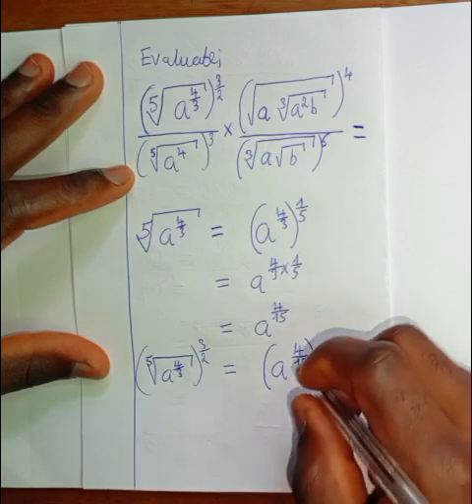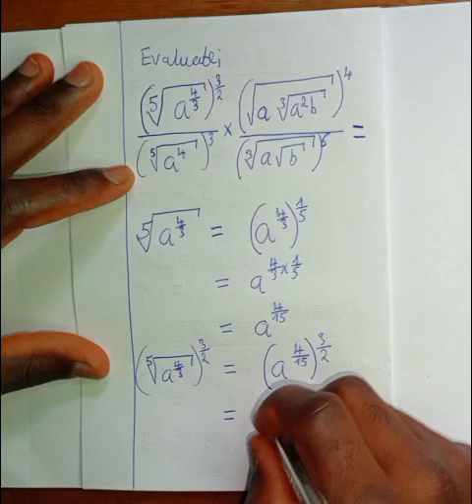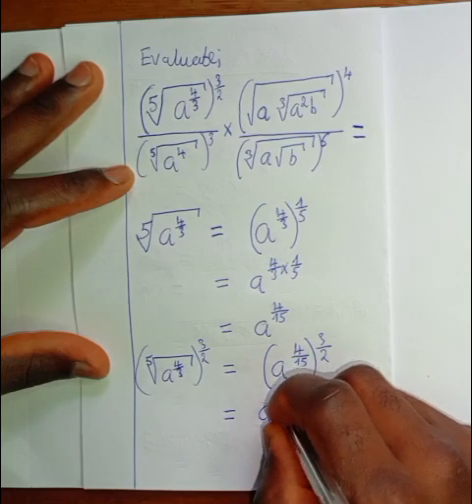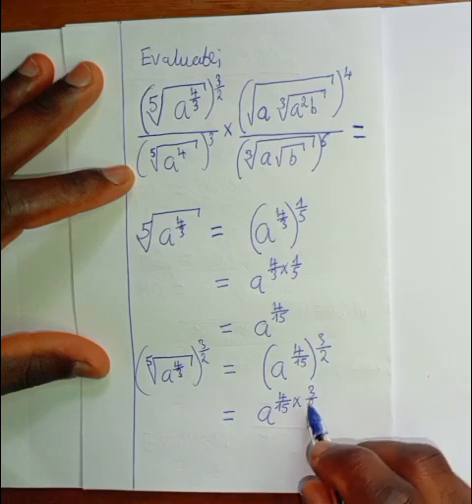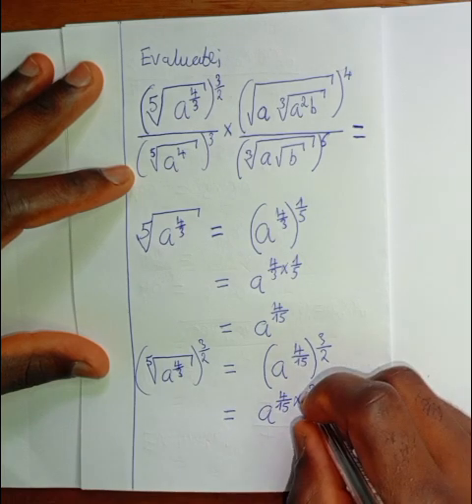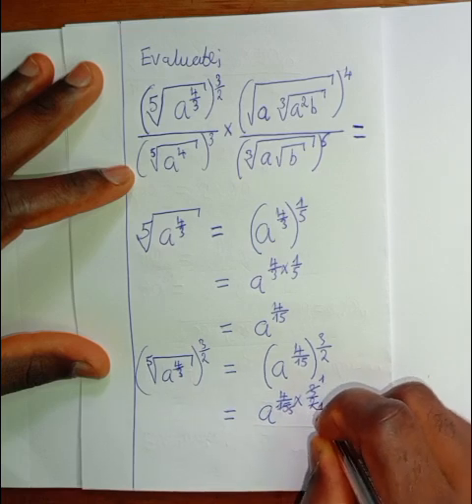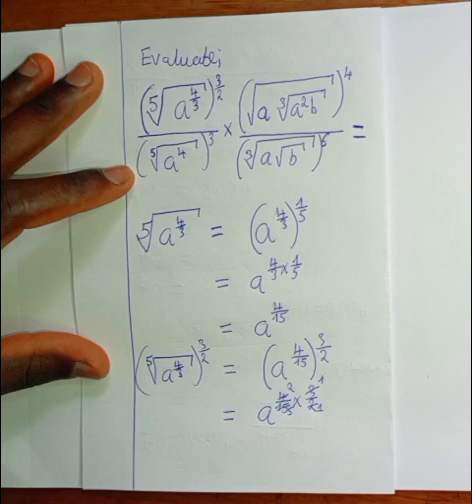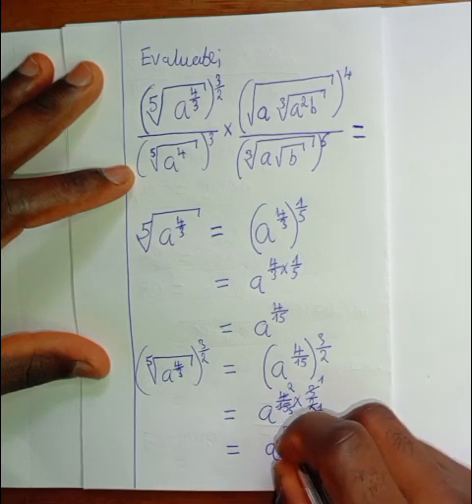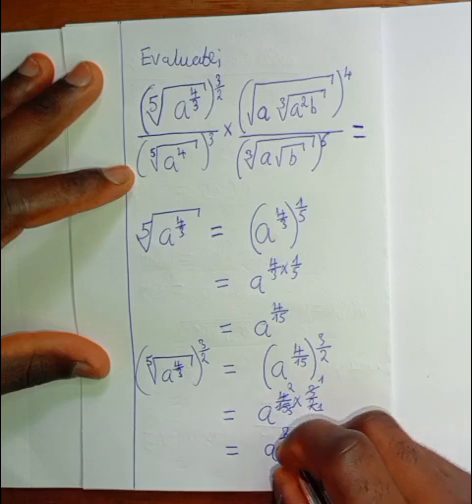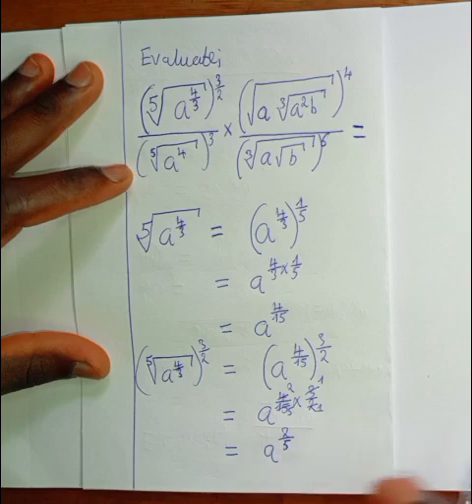We are going to raise all this to the power 3 over 2. And this will simply be equal to a raised to the power 4 over 15 times 3 over 2. We can simplify. 3 will go into 3 once, 3 will go into 15 five times, 2 will go into 2 once, 2 will go into 4 two times. And this will give us a raised to the power 2 times 1 gives 2 over 5 times 1 gives 5. So this will give us a raised to the power 2/5.